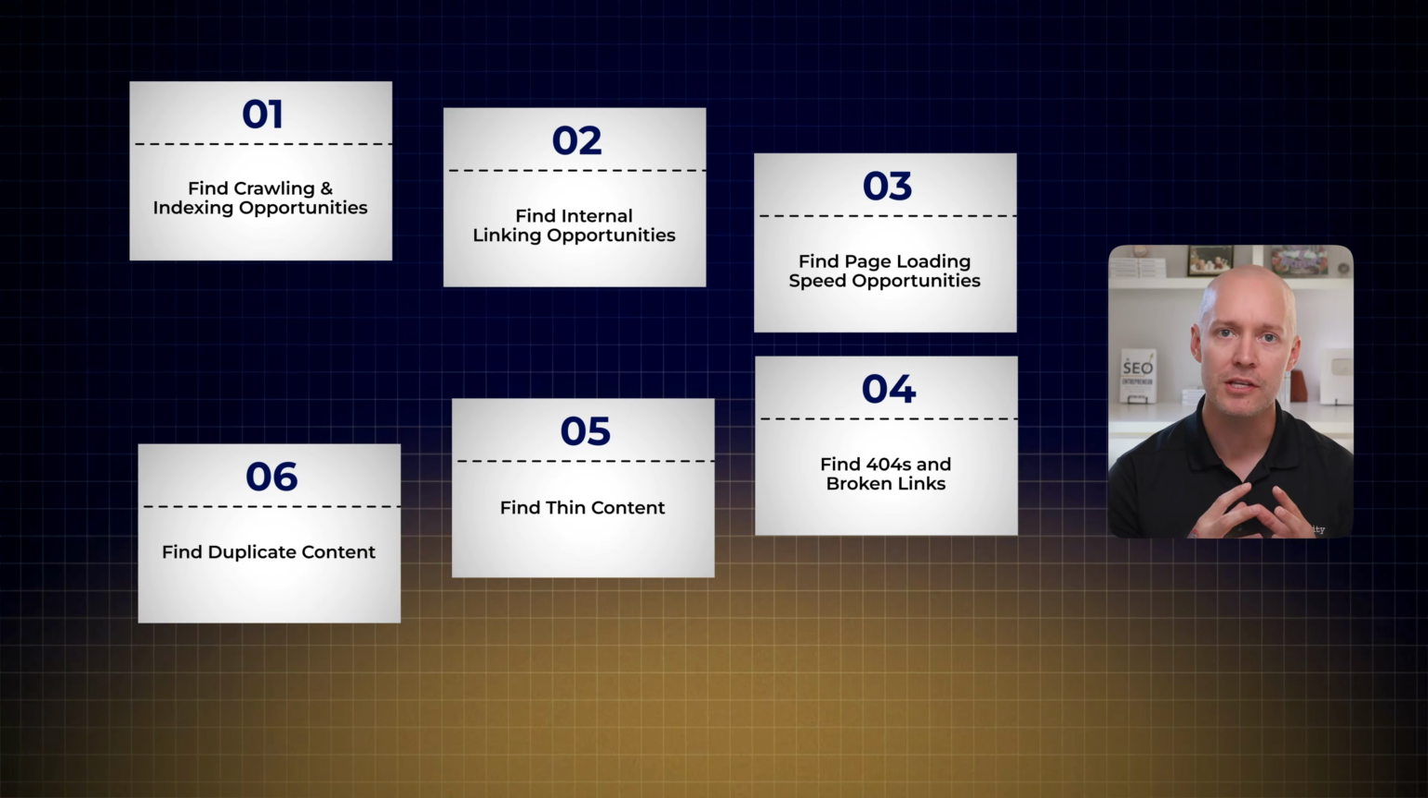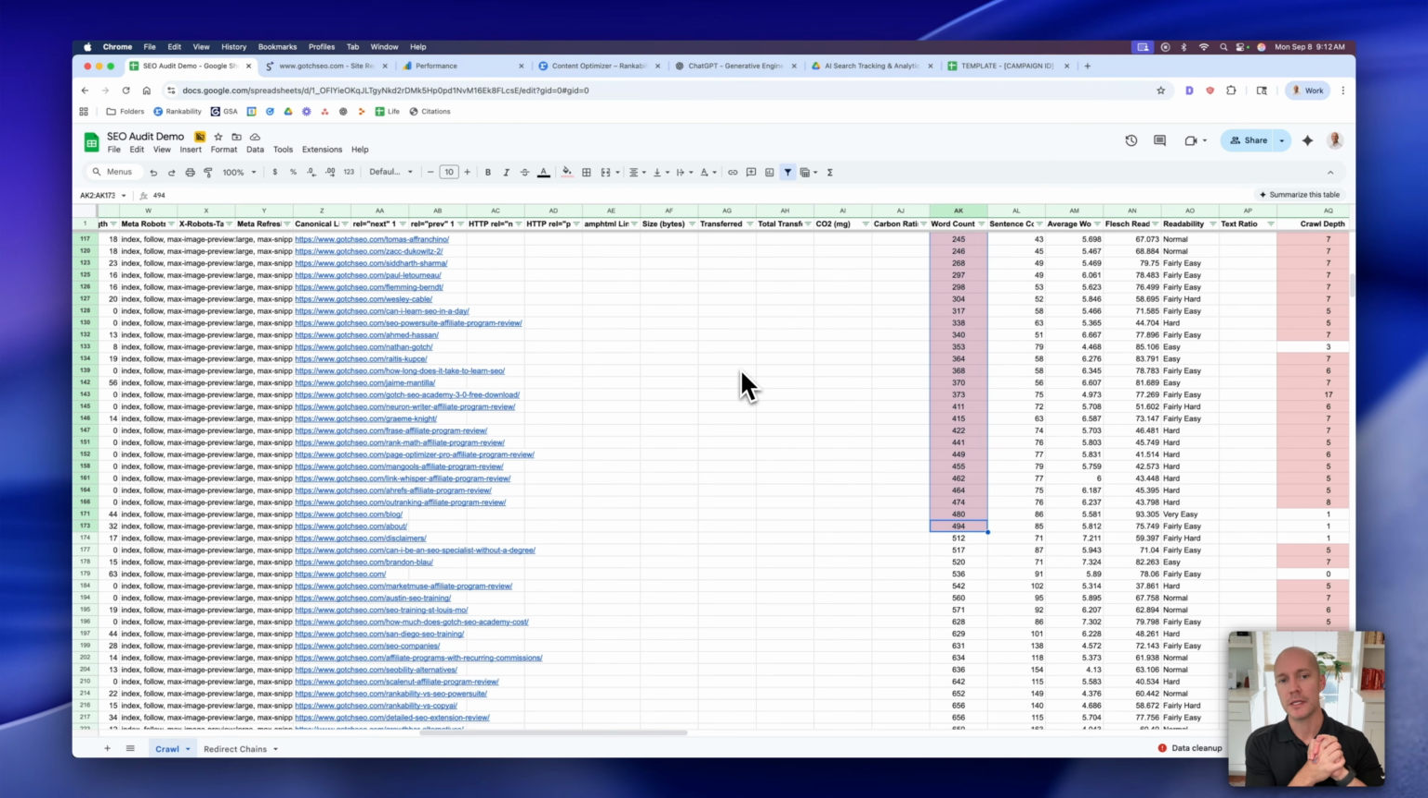Number 6, find duplicate content. For a page to be considered duplicate, it means that it has the same exact content on more than one page. Okay, and this is obviously not a good thing. We don't want to have multiple pages with the same exact content on our website.